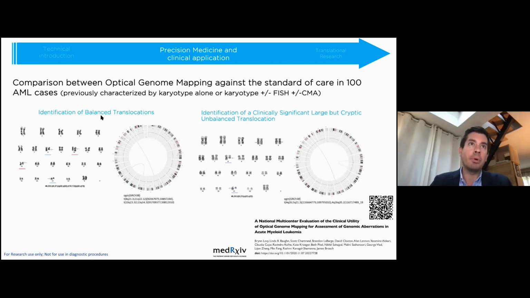So here you have an example of a balanced translocation that was nicely detected, in comparison to the karyotyping, but it also detected, in 11% of the cases, events that were missed by the routine method. And this is an example here of a cryptic translocation between chromosome 4 and 5 that was missed by karyotyping, while this translocation 8;21 was the only one identified and reported here.